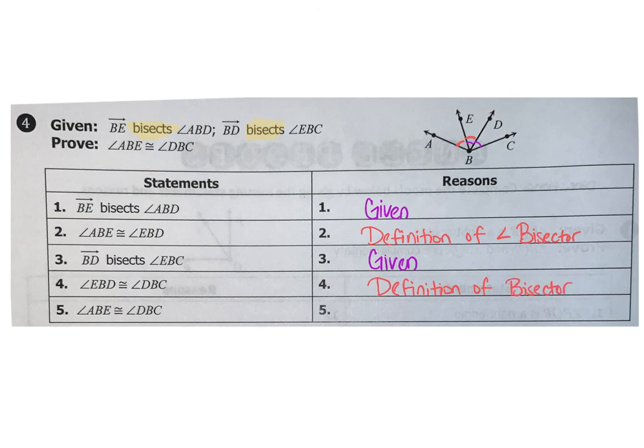All right, so now look at what they did. They said that ABE is congruent to EBD, and EBD is congruent to DBC. So therefore, ABE is congruent to DBC. What property says if A is congruent to B and B is congruent to C, then A is congruent to C? Transitive property. This is congruence, so you want to just use transitive here. Substitution is an equality property.